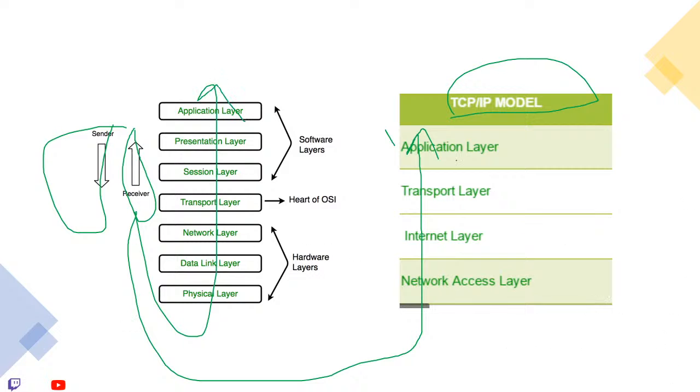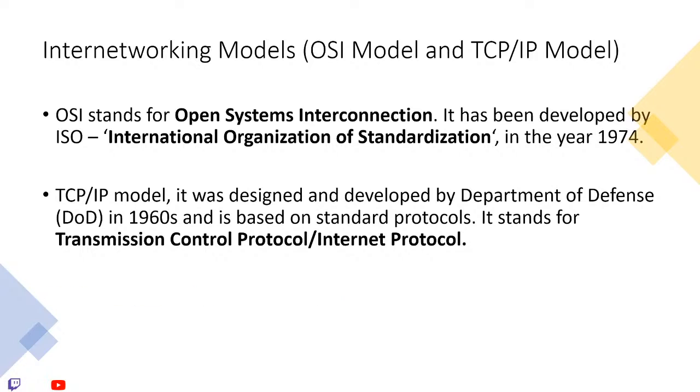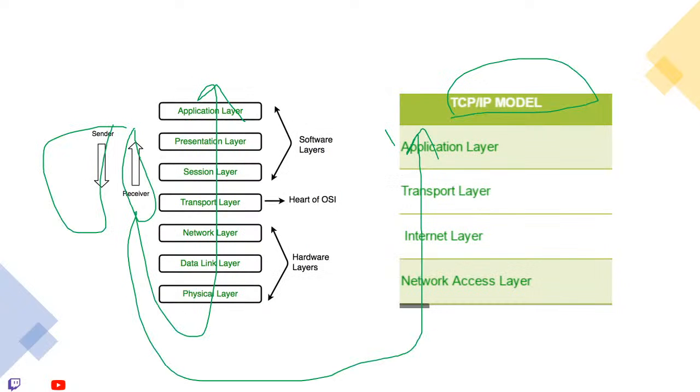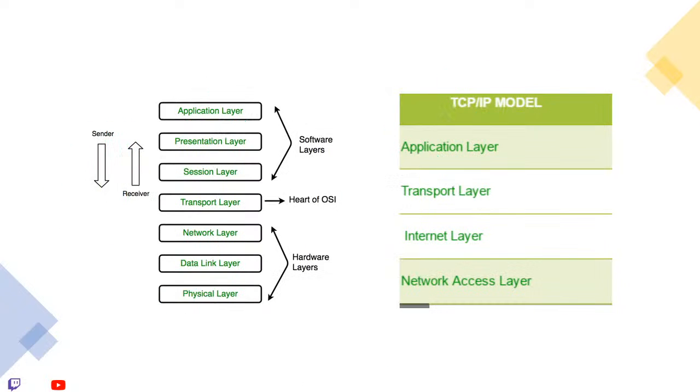So this is the basic layering of the two important models, the Open System Interconnection model and the Transmission Control Protocol/Internet Protocol model. Let's clear this ink and go to the next slide.